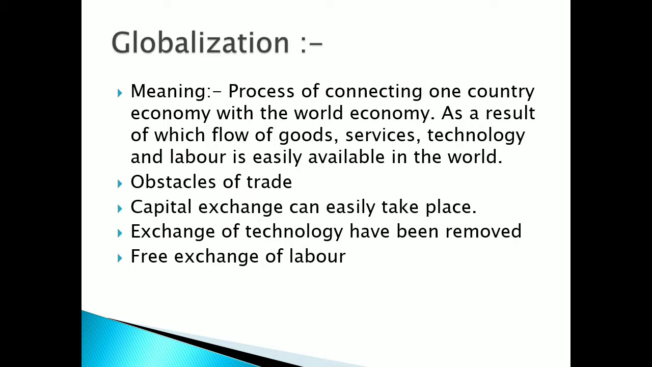Free exchange of labor. Now if anyone wants to serve their services to any country, they can serve easily, and this has happened due to globalization. Many qualified persons are doing jobs in other countries and giving their services, and we are also giving jobs to people from other countries. They are coming to India, providing their services, and we pay them. So there is a free exchange of labor. Anyone can go anywhere, do their job, give their services and earn money.